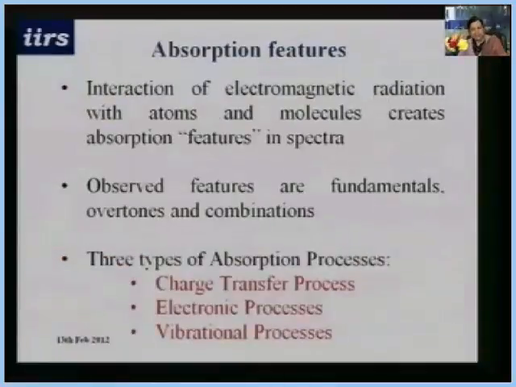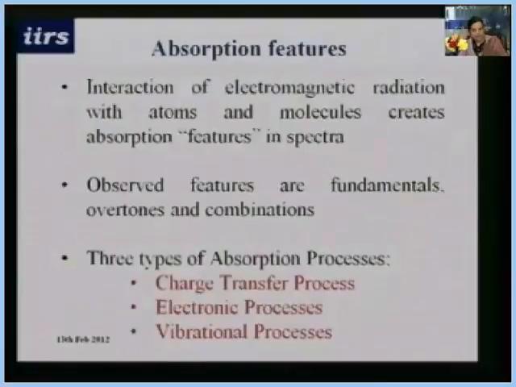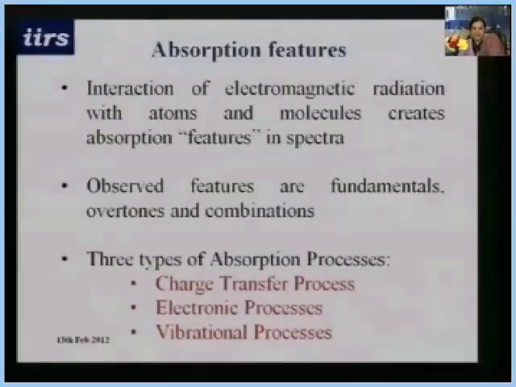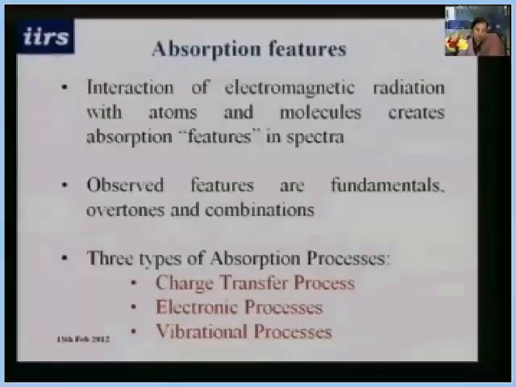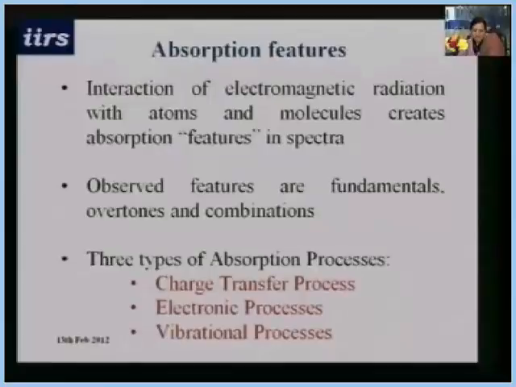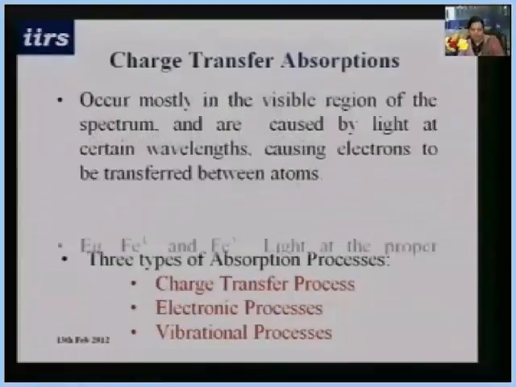Now the reason for these absorption features is the interaction of electromagnetic radiation with atoms and molecules, which creates these absorption features in the spectra. The absorption features are due to fundamentals, overtones and their combinations. There are 3 types of absorption processes: charge transfer process, electronic process and the vibrational process, which cause these absorptions, and they result at different wavelength regions.